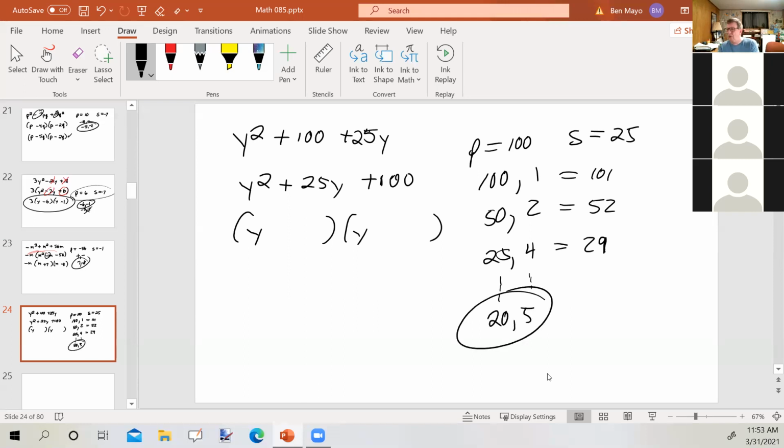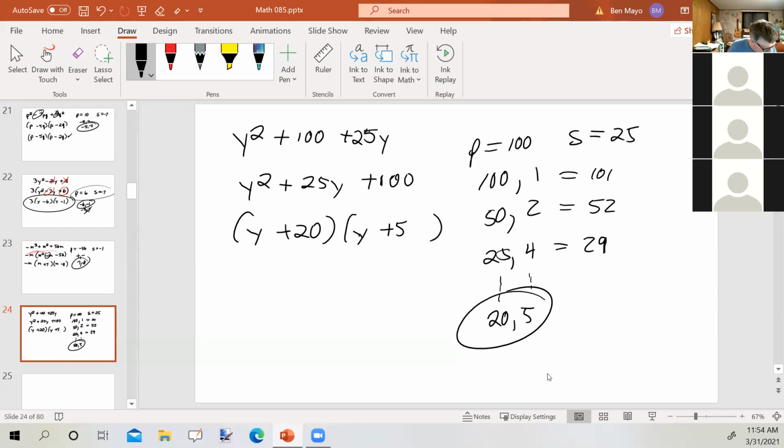Now, again, I spent all this time looking for it. If you could look at it initially and see that in your head and go, oh, it's 20 and 5, you don't need to do all this other stuff. But I'm just trying to give you a method of getting there if you don't just see it right away. So this is plus 20 and plus 5. Any questions there? Alrighty.